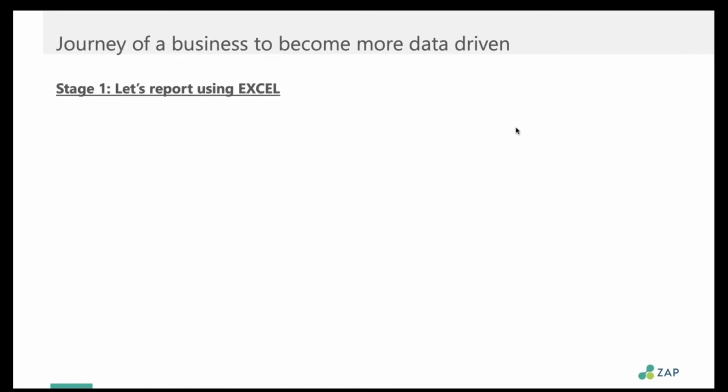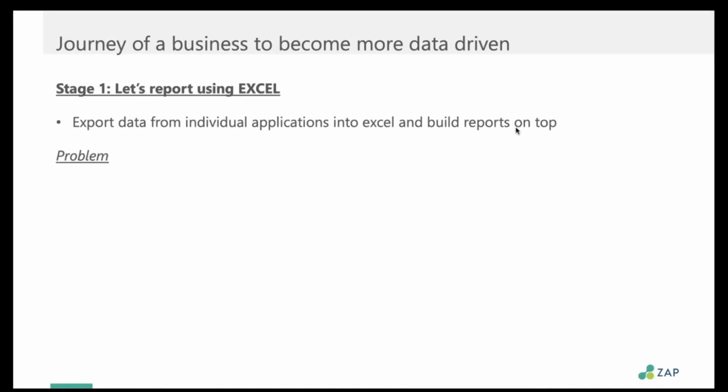So usually it always starts with Excel. Excel is an exceptional tool in terms of reporting. You export your individual applications' data into Excel and build reports on top. I've seen loads of that. I've seen multitudes of tabs and macros and this and that. Just an exceptional tool, but unfortunately, there are problems here. And when I talk about problems, these are problems on the journey of a business which wants to become more data driven. I'm not saying Excel is a bad tool.